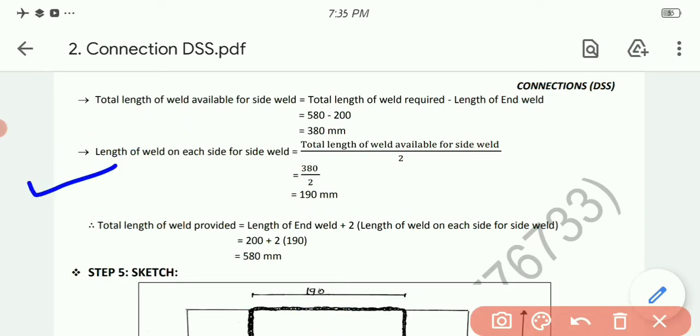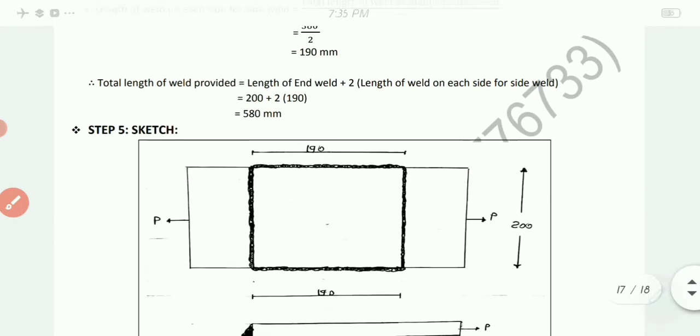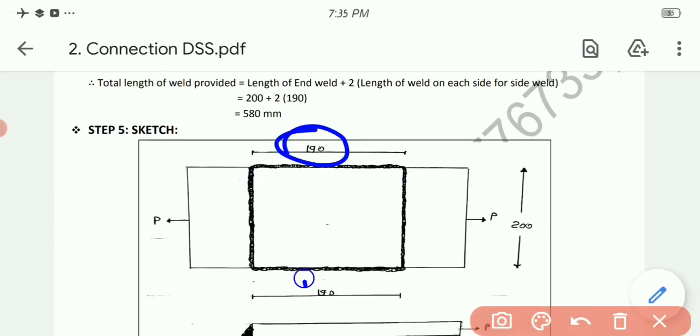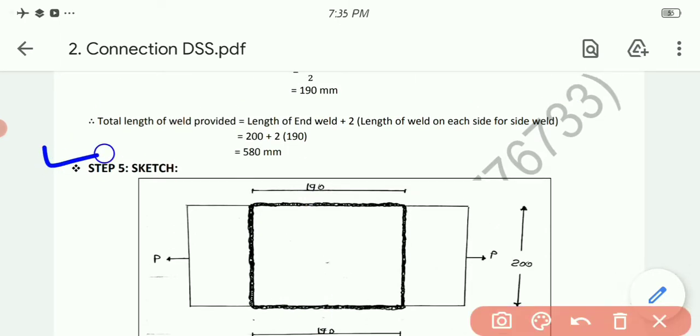The length of weld on each side of the side weld equals the total length of weld available for the side weld divided by 2. So 380 divided by 2, I get the answer 190 mm. I have shown it over here, 190 like this. Lastly, just cross check the length. Total length of the weld equals length of the end weld plus 2 times the length of the side weld. End weld was 200 and side weld is 2 times 190, so I got 580. That was the requirement and I have provided it.